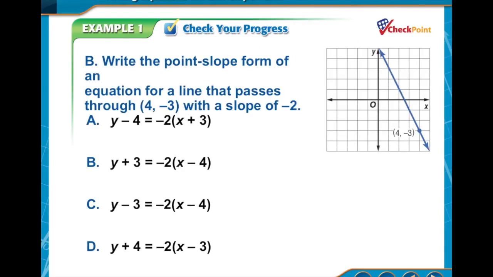Now here's 1b. We're given a graph. They ask us to write in point slope form the equation of the line that goes through this point given here and has a slope of -2. So this line, they tell us, has a slope of -2. That is our m value. And it goes through this point here, and this point (4, -3) has an x and a y. So how do we do this?